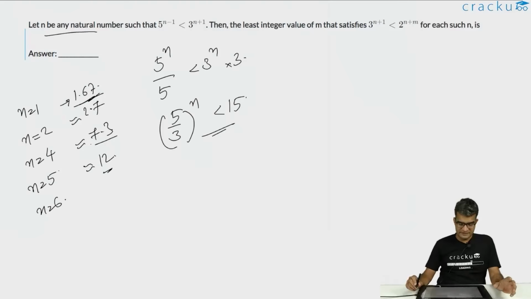Now, we are required to calculate the value of m such that for all values of n, 3 to the power n plus 1 is less than 2 to the power n plus m. So, let us try to keep m on one side. So, what does this look like? We want 3 to the power n into 3 divided by 2 to the power n to be less than 2 to the power m. For all values of n, this should hold true.